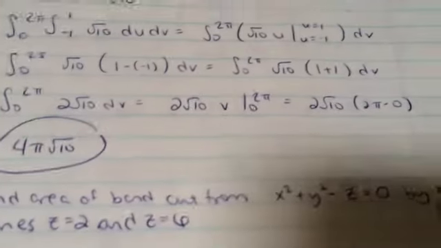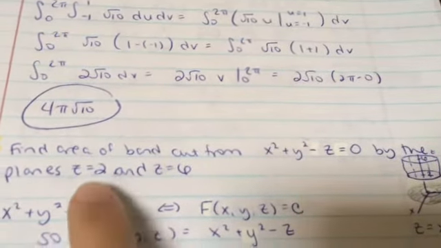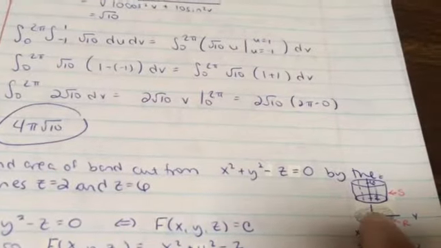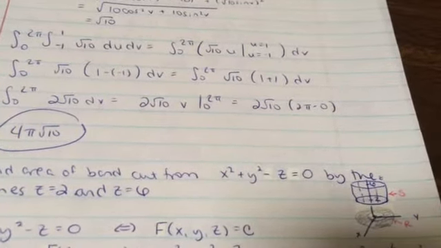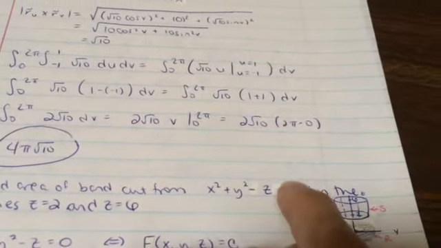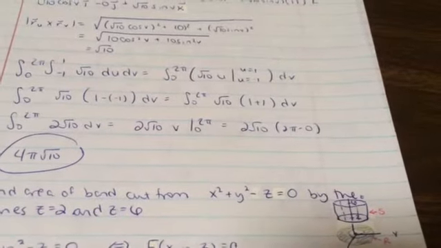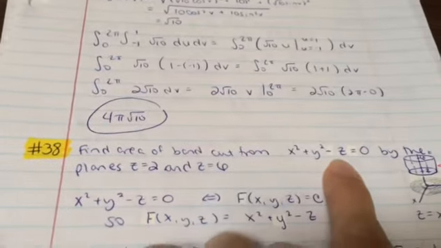So here we have the area of the band cut from this paraboloid by the planes z equals 2 and z equals 6. The paraboloid originally started down here at the origin, and then it opened up. But I cut it off at z equals 2 on the bottom, and I cut it off at z equals 6 on the top, so it's just this little section of it here.